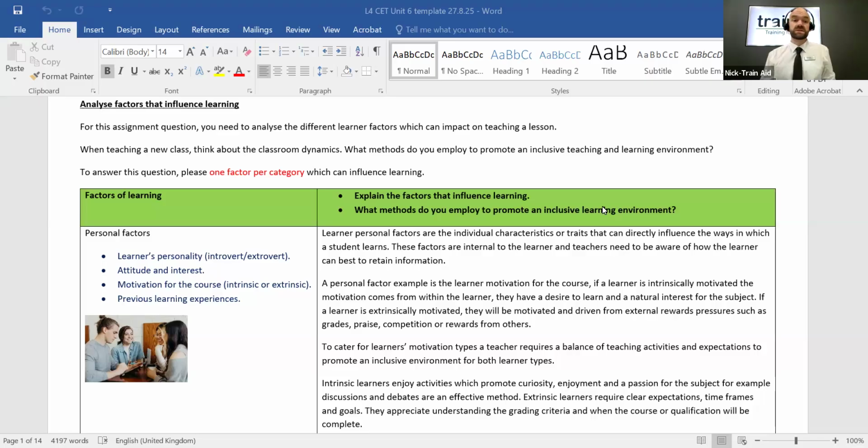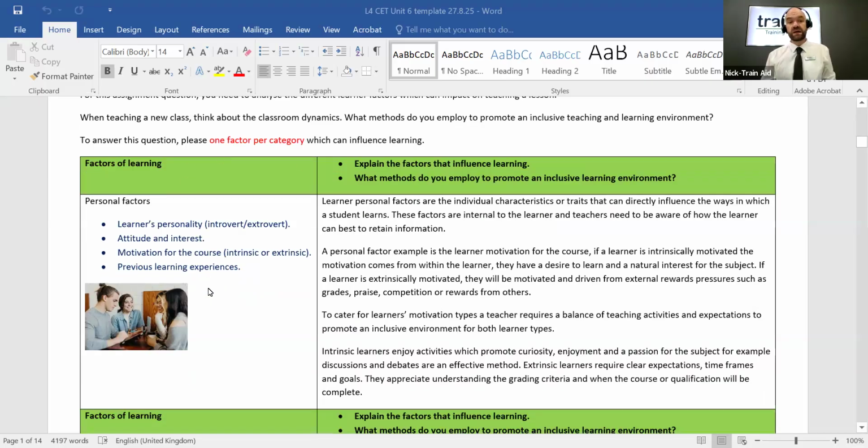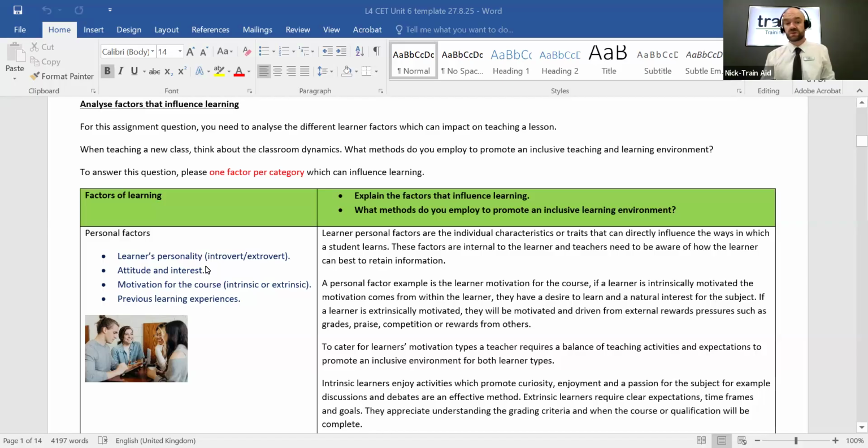When you come to the table, on the left-hand side, we have got the category. The first one is personal factors. What we'd like you to do is to summarize what personal factors of learning mean, and if there are any methods that you use to promote an inclusive teaching and learning environment to support learners, then please do add an example. Maybe just add one example of what you do in terms of your teaching. But let's go for the first row.